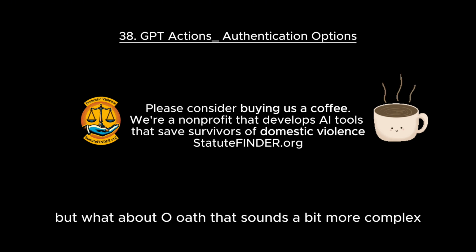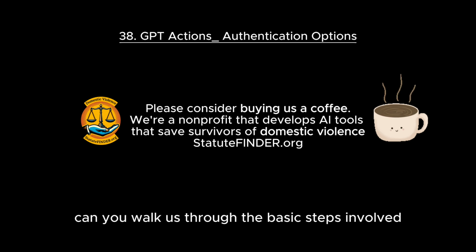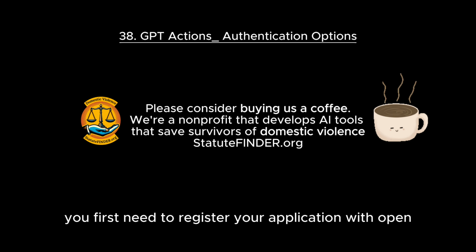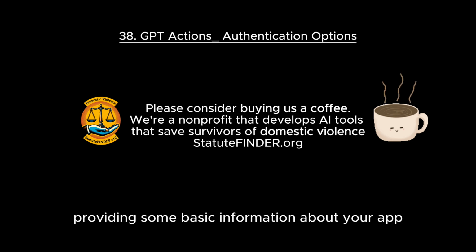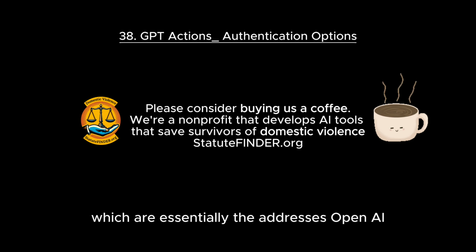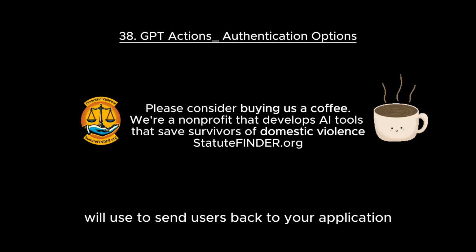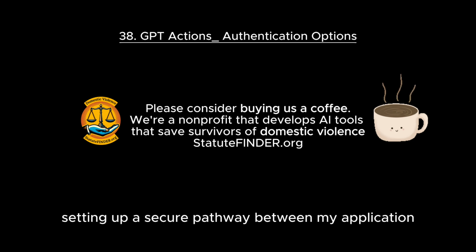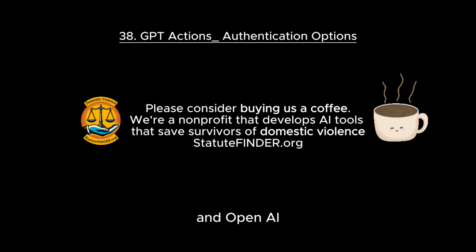But what about OAuth? That sounds a bit more complex. Can you walk us through the basic steps involved? Sure. As I mentioned earlier with OAuth, you first need to register your application with OpenAI. This involves providing some basic information about your app and setting up redirect URLs, which are essentially the addresses OpenAI will use to send users back to your application after they've authorized access. So it's like setting up a secure pathway between my application and OpenAI.